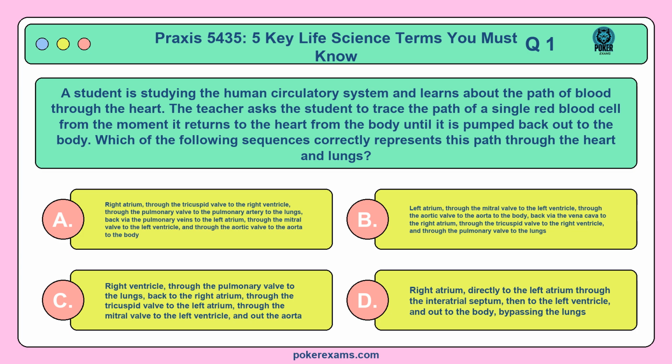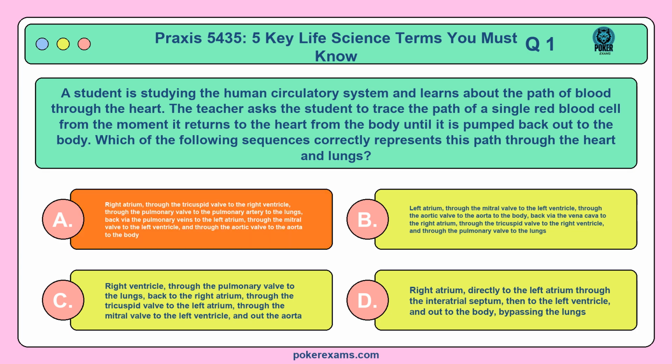Question 1. A student is studying the human circulatory system and learns about the path of blood through the heart. The teacher asks the student to trace the path of a single red blood cell from the moment it returns to the heart from the body until it is pumped back out to the body. Which of the following sequences correctly represents this path through the heart and lungs?